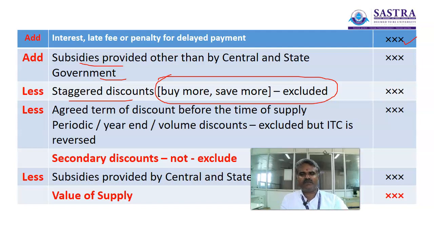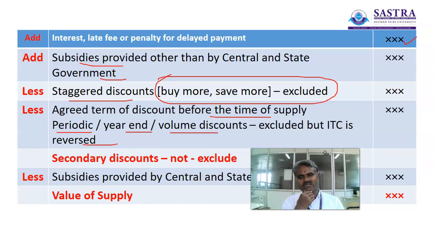Less agreed term of discount before the time of supply. Periodic, year-end, volume discount is excluded, but ITC is reversed. Agreed term of discount before the time of supply: you buy, I'll give. This is trade discount. It should be adjusted. Trade discount: you buy, I'll give.